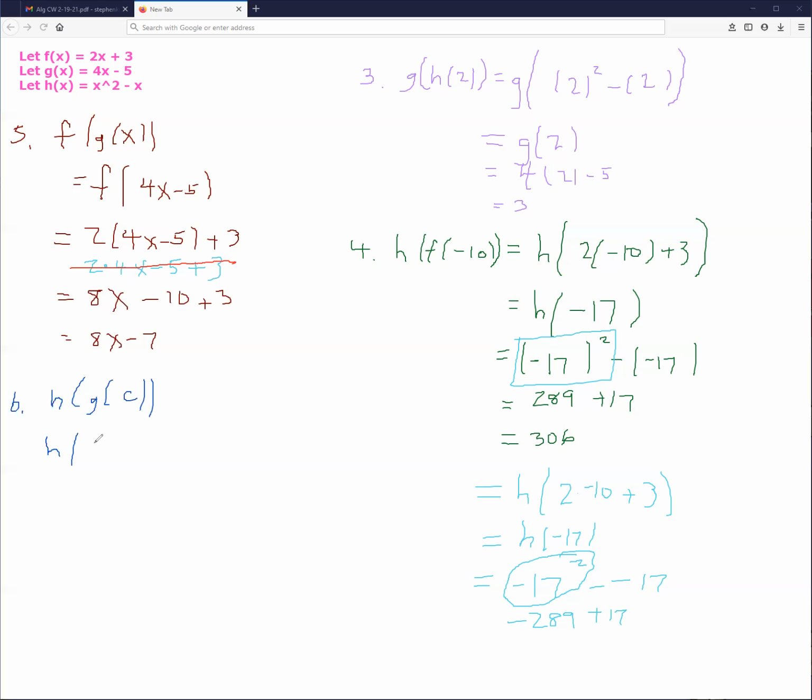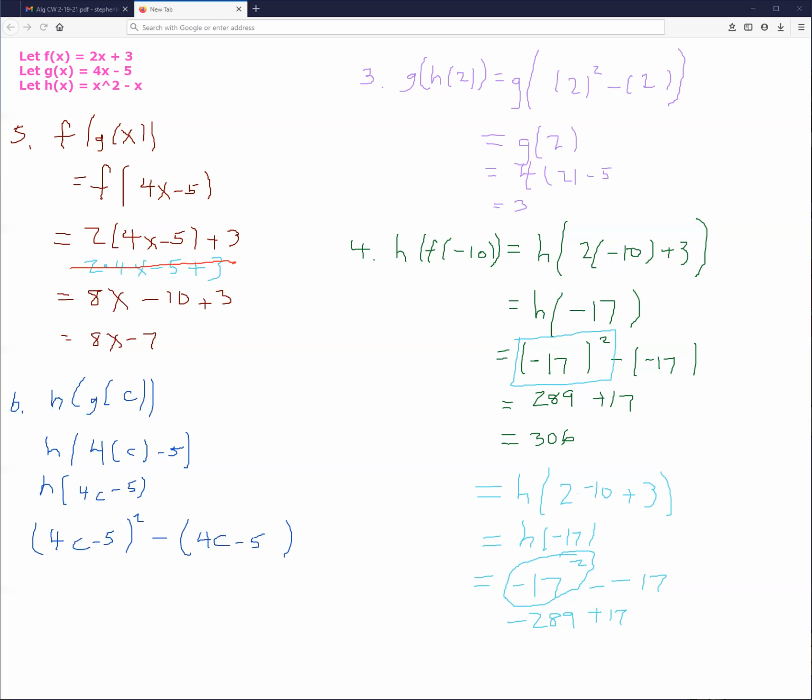g of c is 4 times something minus 5, where the something is a c. So literally, this is just 4c minus 5. All right, what is h of 4c minus 5? Well, it's parentheses squared minus parentheses, and our parentheses contents are 4c minus 5.